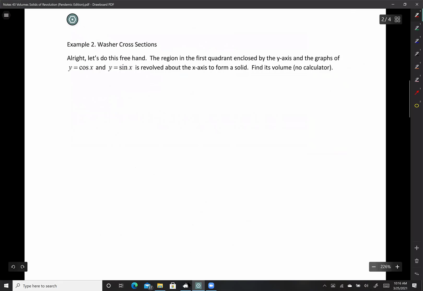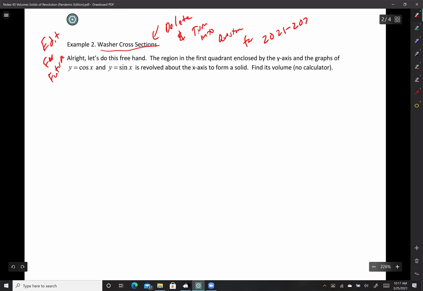Oh, I shouldn't have. I gave the answer away in there. Okay, edit for future. I put washer cross section. I was going to ask, what type of cross section is it? Edit for future. You'll see right now. Delete. And turn into question for 2021, 2022. Okay. Sorry, guys. I had to make a little note first because obviously I have to redo these notes here.